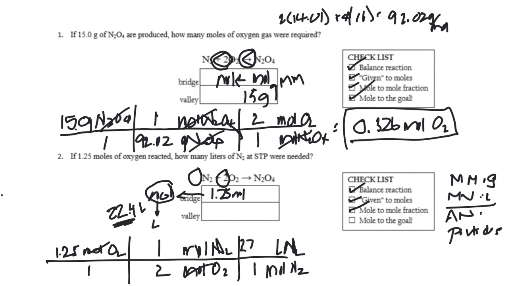So it's 22.4 liters. Moles of nitrogen are going to cancel, multiply across the top, multiply across the bottom. I get 14.0 liters of nitrogen.